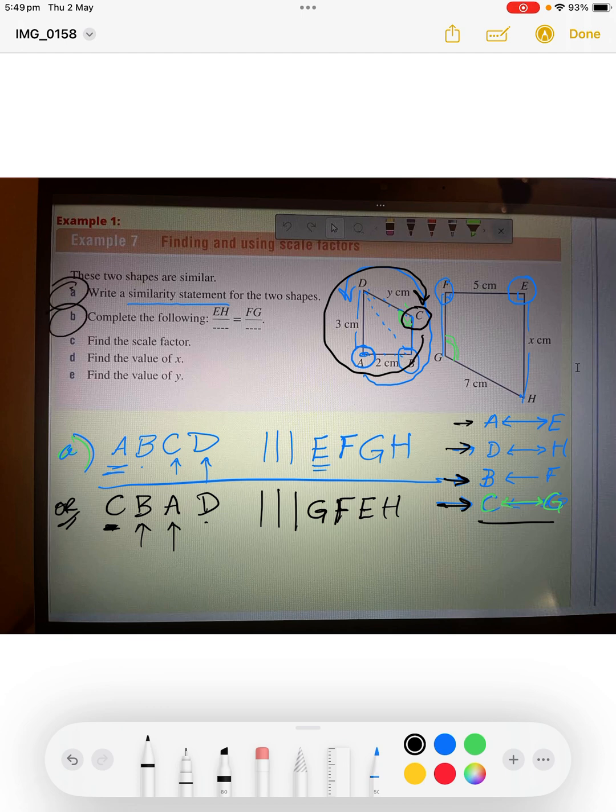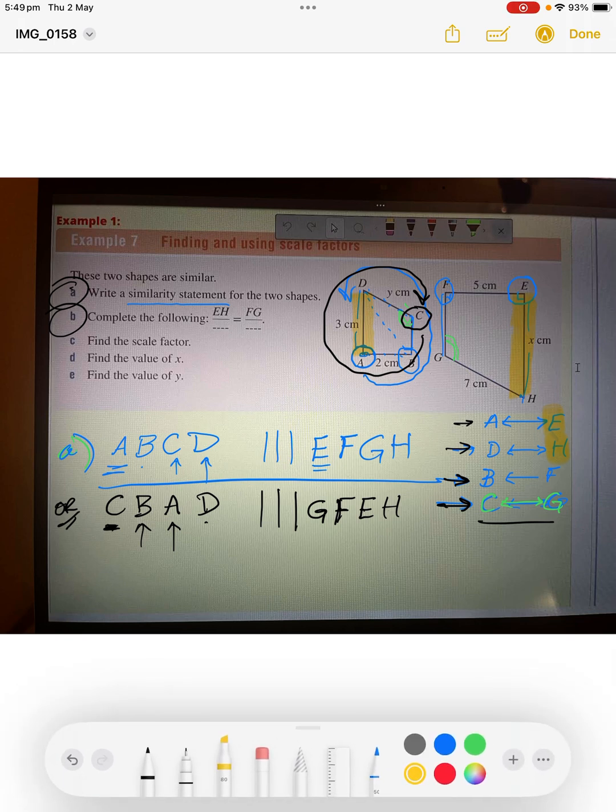Part B, complete the following. EH, side EH, let me highlight side EH. I'll just put a highlight EH. Gee, I've got a lot of EH. EH is this side here. All right, so if that's EH, then we're dealing with side EH. If E goes to H, A goes to D. So we're dealing with AD over here, which is that side in the other triangle.